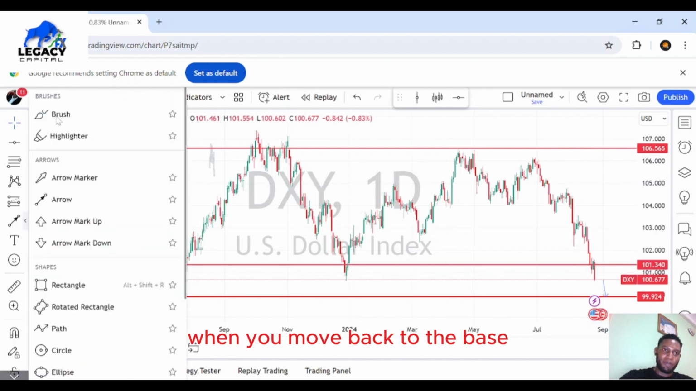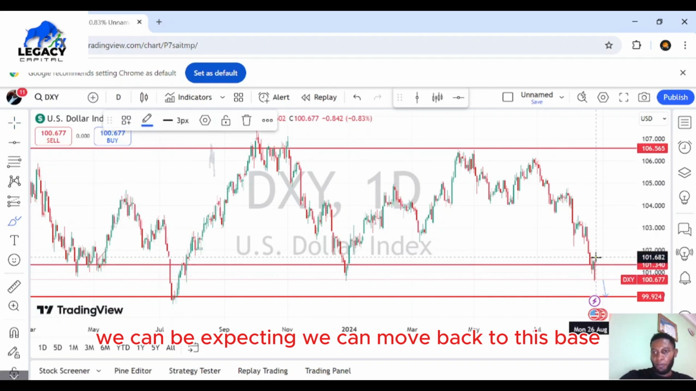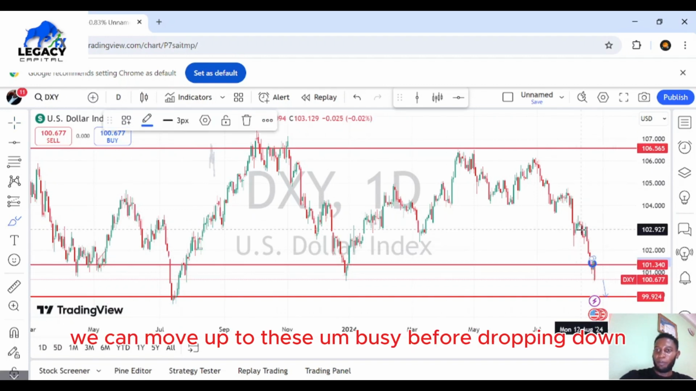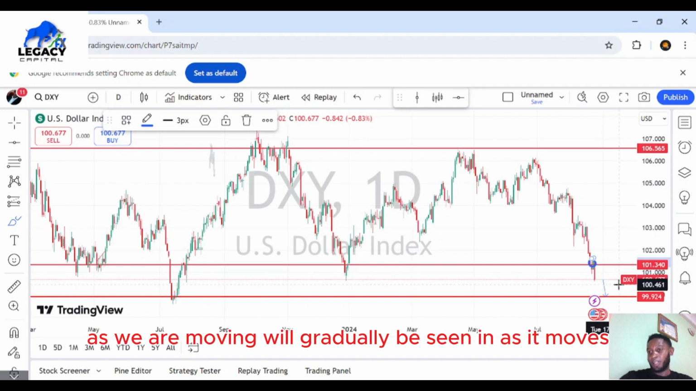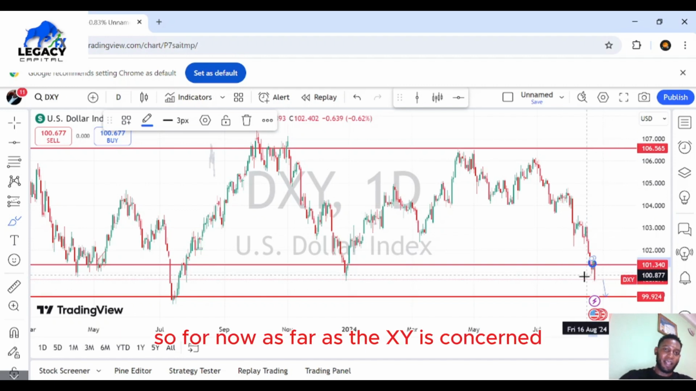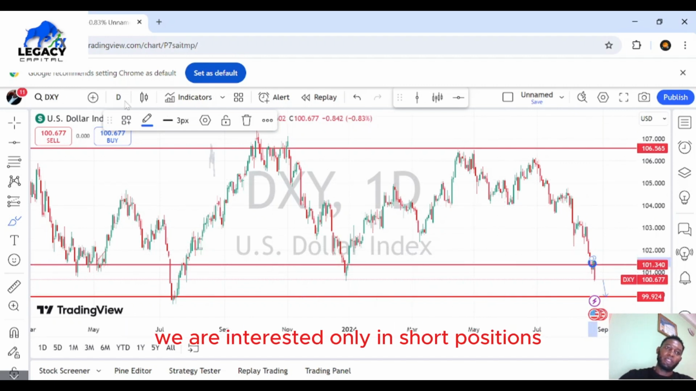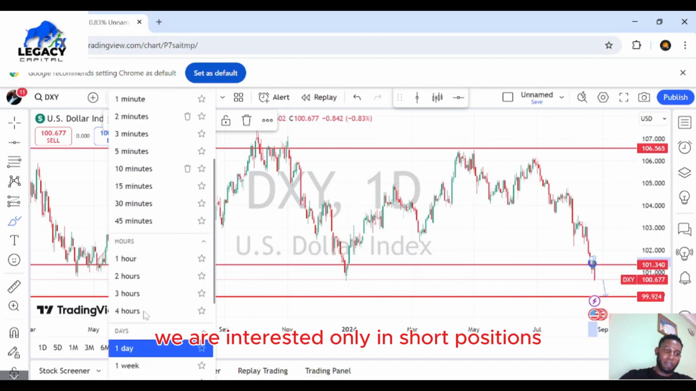When it moves back to the base, we can be expecting it can move back to this base before further dropping down, or it can move up to this base here before dropping down. But as we are moving, we'll gradually be seeing it as it moves. So for now, as far as the DXY is concerned, on the weekly and on the daily time frame, we are interested only in short positions.